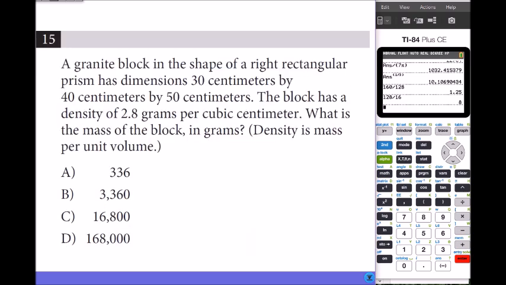15. A granite block in the shape of a right rectangular prism has dimensions of 30 by 40 by 50. So it should be higher, actually. It's not drawn to scale, okay? It should actually look something like this, right?